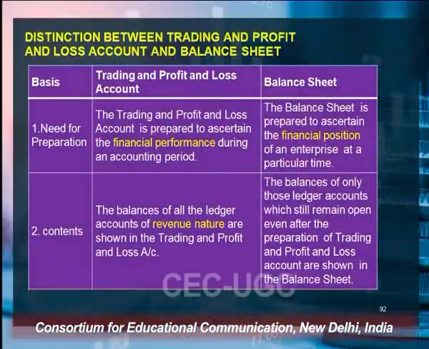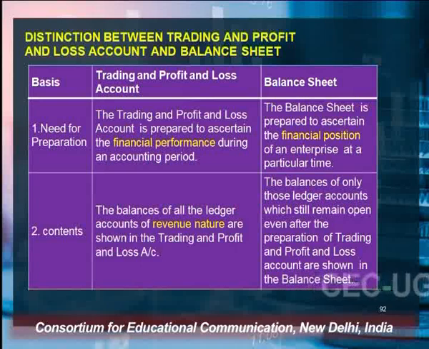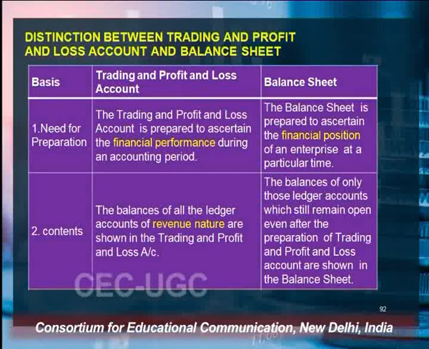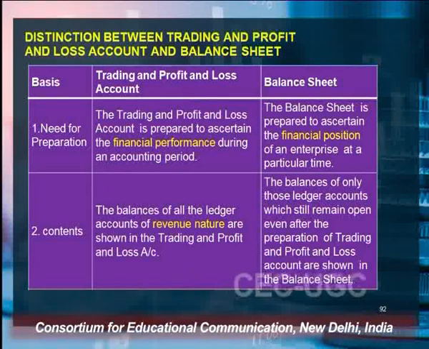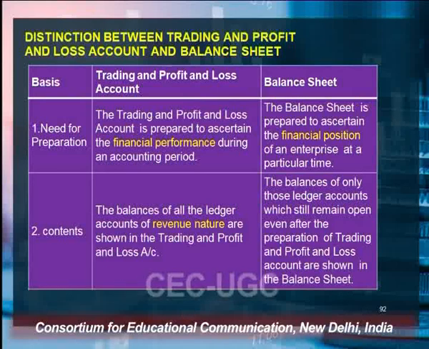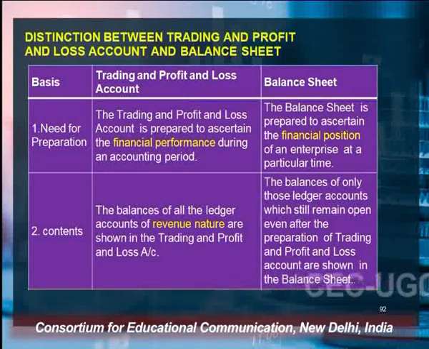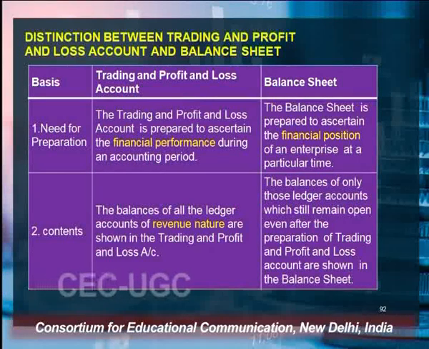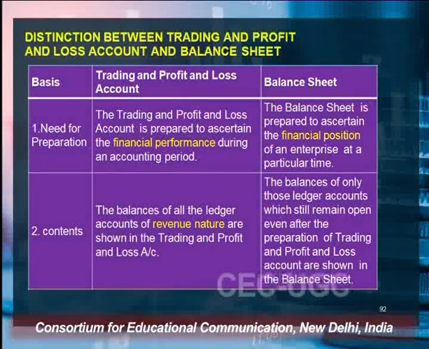Now, what is the difference between the trading and P&L account and the balance sheet? The trading and P&L account, that is, profit and loss account, is prepared to ascertain the financial performance during an accounting period. So this income statement, which is the trading and profit and loss account, is prepared to know the financial performance during an accounting period, whereas the balance sheet is prepared to ascertain the financial position of an enterprise at a particular time. So the balance sheet is prepared just to know about the financial position on a particular date.